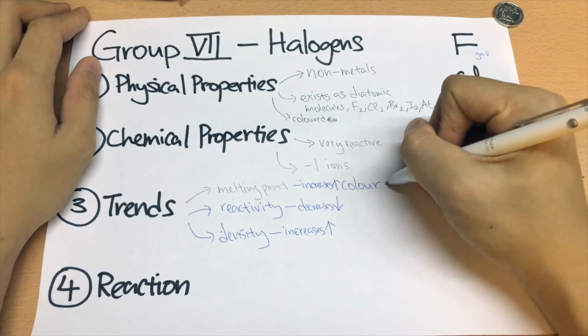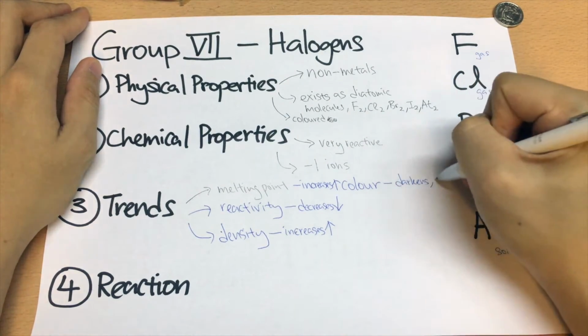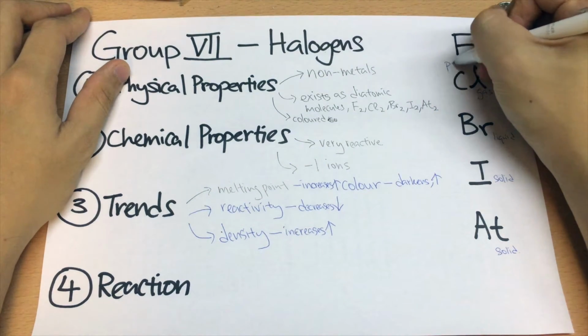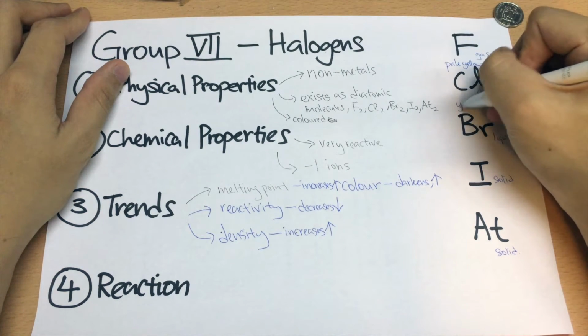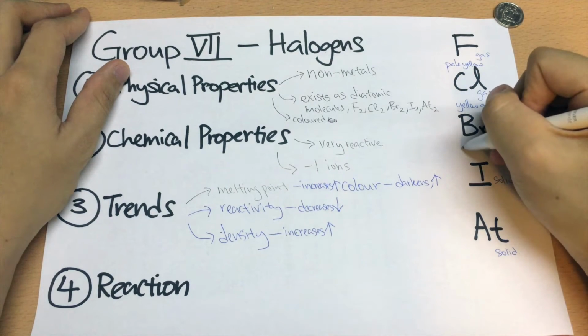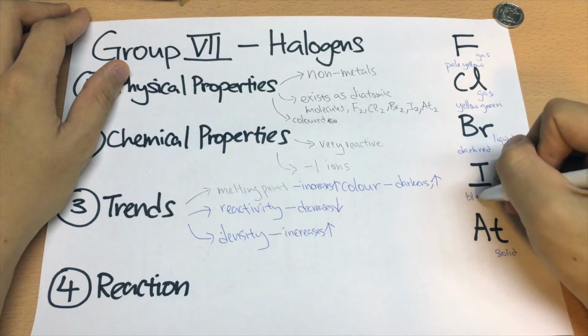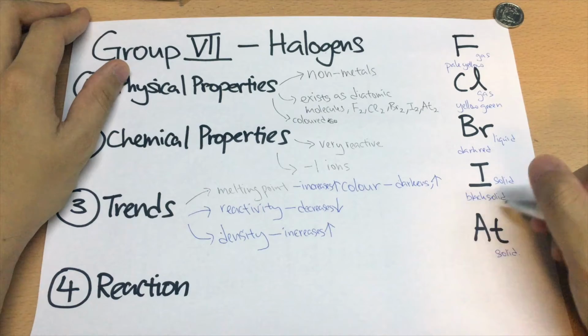Next, the color darkens, or we can say increase in intensity down the group. Fluorine is a pale yellow, while chlorine is a yellow-green gas. Bromine is a dark red liquid. Iodine is a black solid. So we will expect astatine to be also very dark in color.